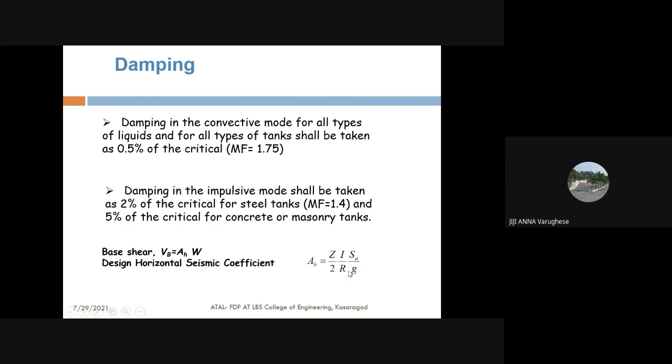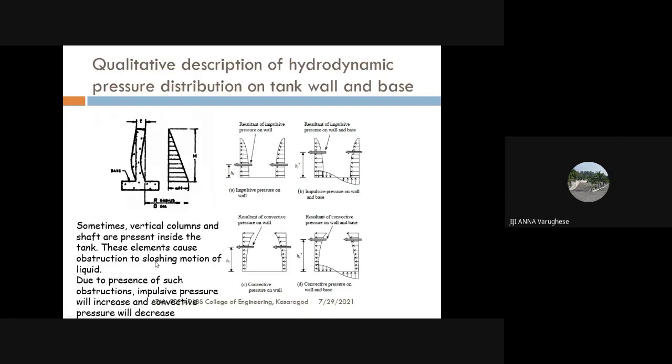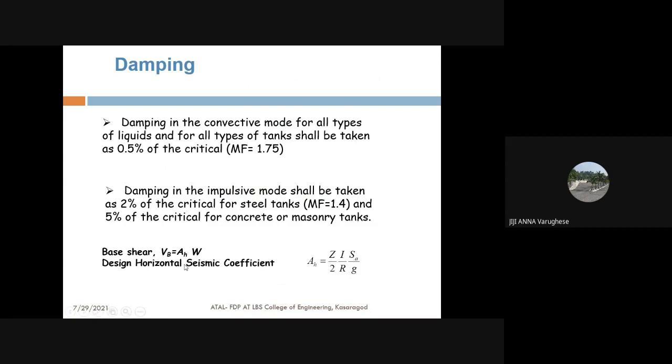This SA by G is different for the impulsive and convective modes. We have to calculate two AH values, AHI for the impulsive mode and AHC for the convective mode. So we calculate base shear separately for the impulsive mode and convective mode and then combine using SRSS combination to find the net base shear acting on the tank structure. And this is all about finding the lateral load for doing an equivalent static analysis.